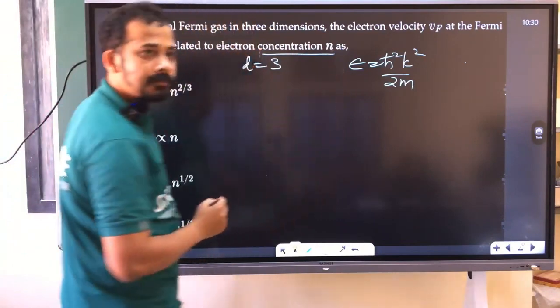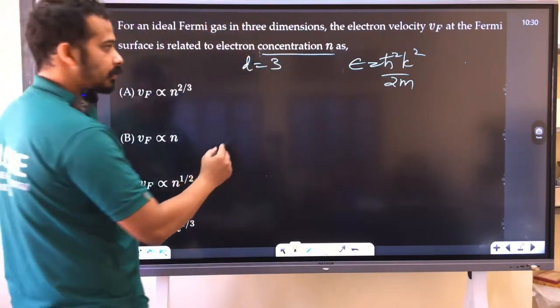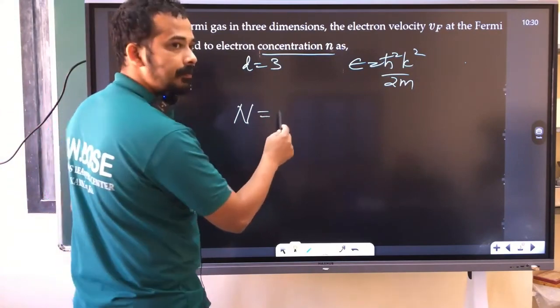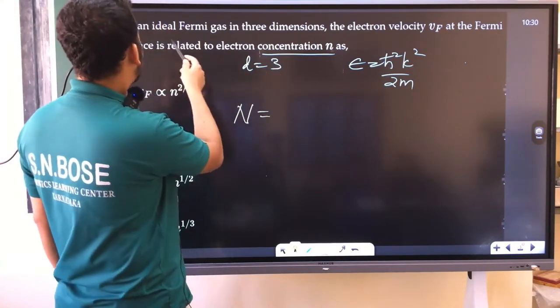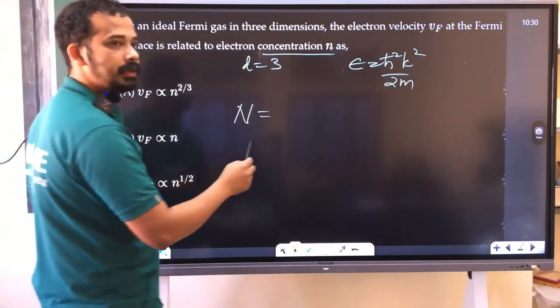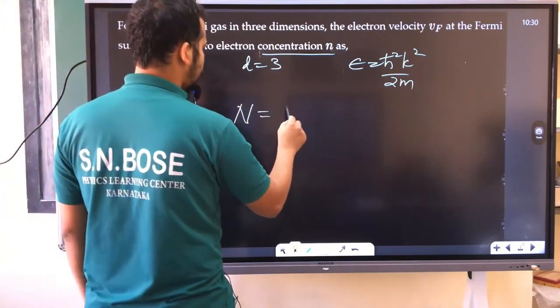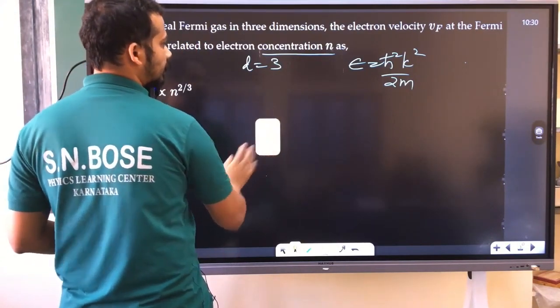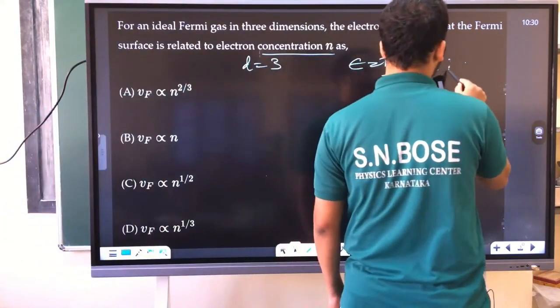Then you can apply that idea. Dimension is equal to 3, n is equal to what? He said Fermi gas, anyway, he's talking about proportionality here, isn't it? N is actually related to velocity. Am I right? This is nothing but half mv square.